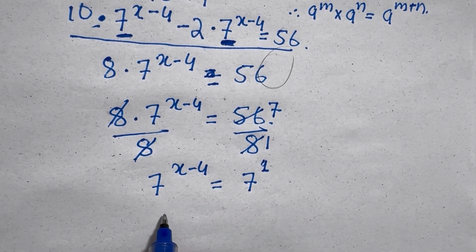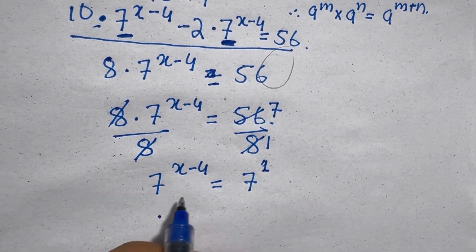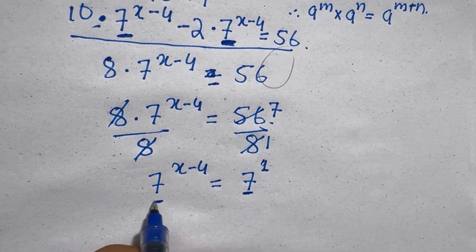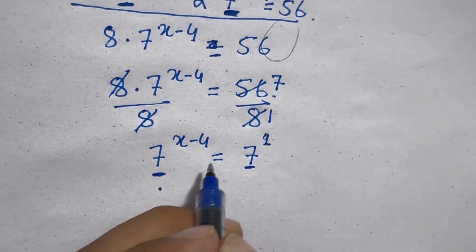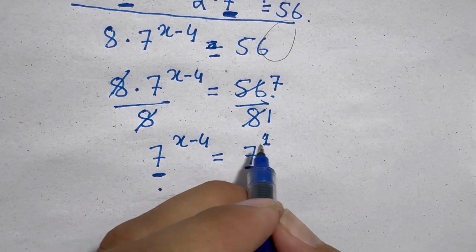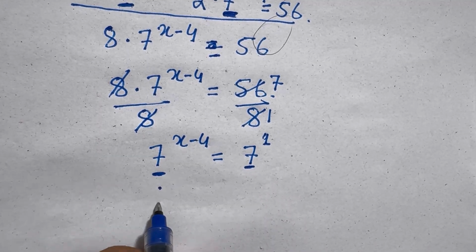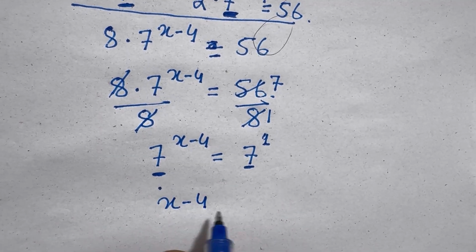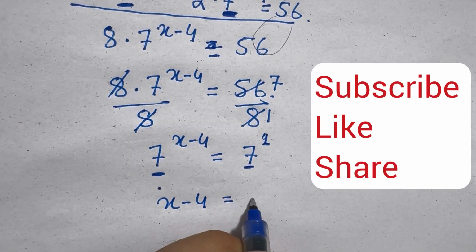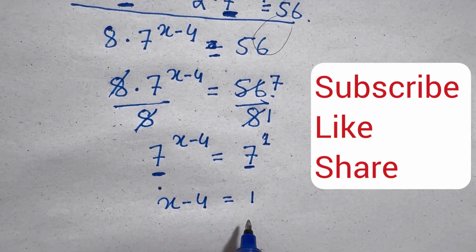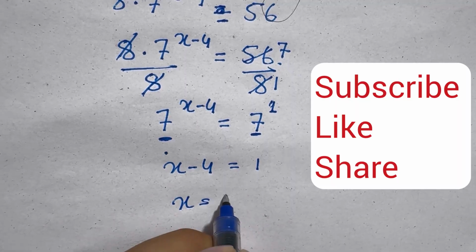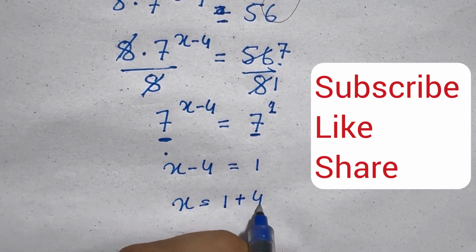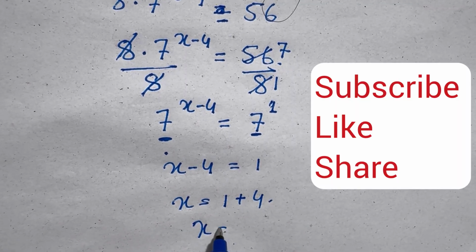So if the bases are the same, I can equate the exponents. x minus 4 equals 1, this is power 1. So this will become x equal to 1 plus 4, so x equals 5.